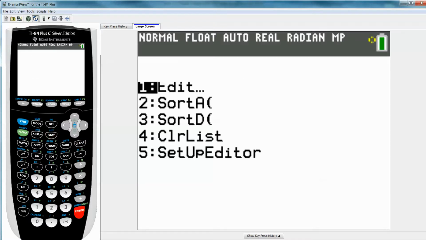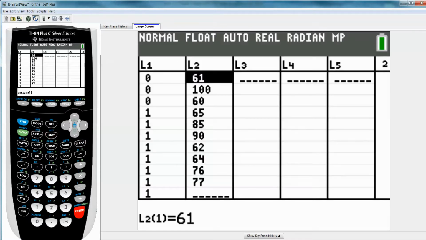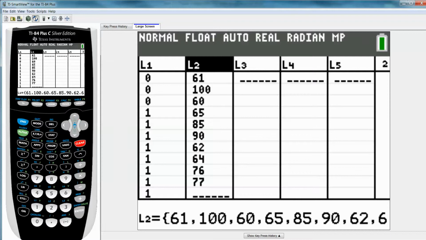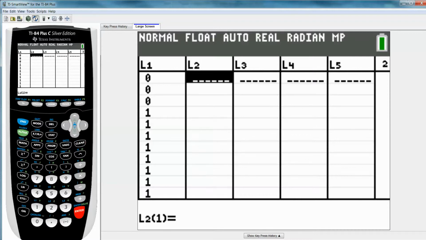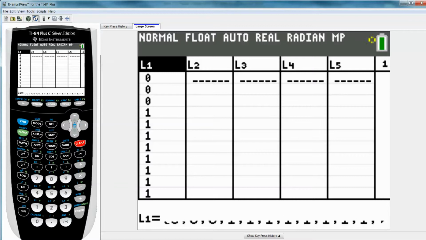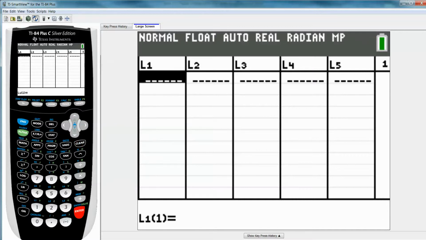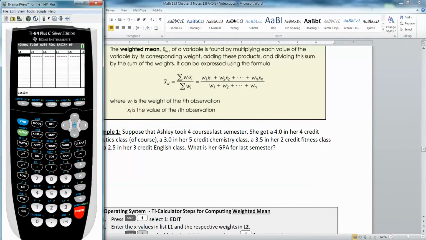So if I go to Stat and Edit, now remember to get rid of old data, you press Clear, Enter. Go up. So I'm going to go to the left, go up, press Clear, Enter. All right, so she has a 4.0, a 3.0, a 3.5, and a 2.5.